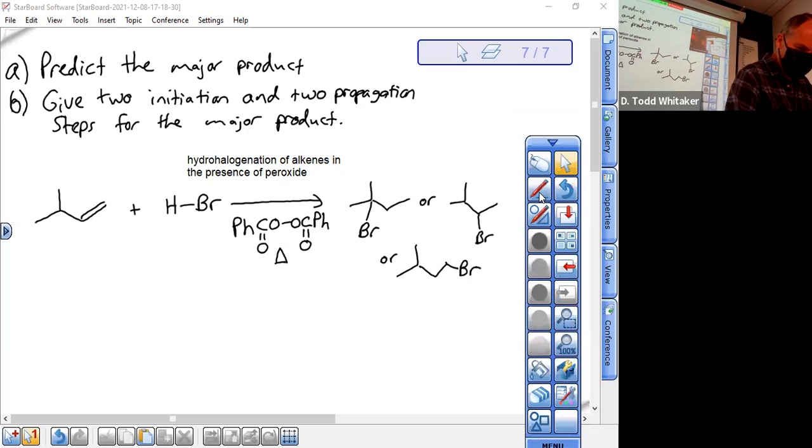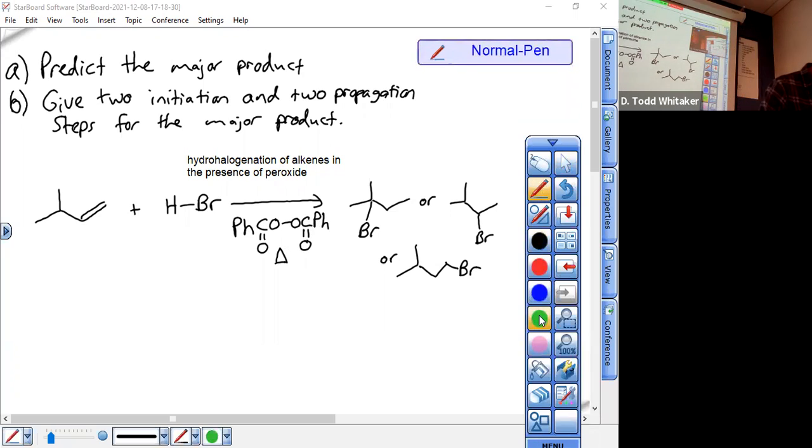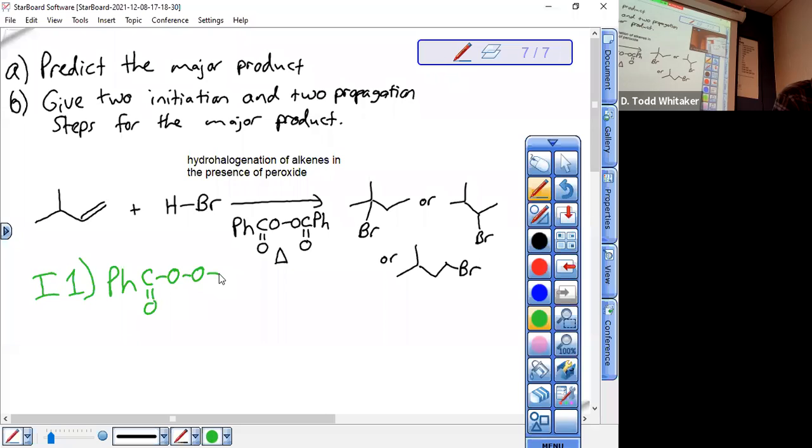There's a big clue in the question. You have to do 2 initiation steps. Initiation 1, we got the phenyl, carbonyl, carbonyl phenyl. I could have done it without redrawing it. Make sure you bust this bond in half between the 2 O's.